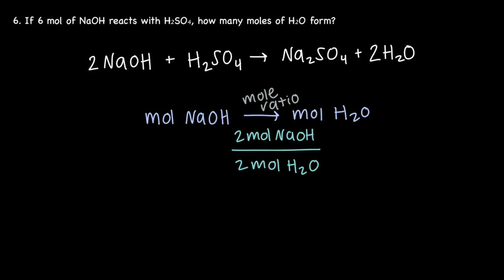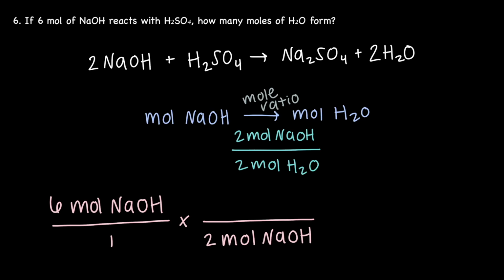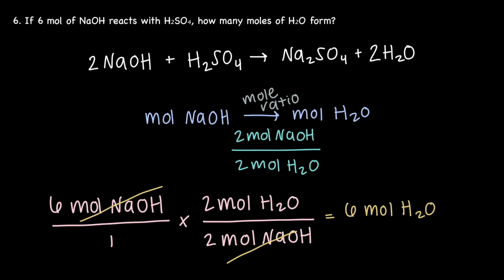Setting up all units to cancel, we start with 6 moles of sodium hydroxide over 1. In the next fraction, we put 2 moles of sodium hydroxide on the bottom and 2 moles of water on the top. Moles of sodium hydroxide cancel, and we are left with moles of water for the final answer. Multiplying and dividing the values, we get 6 moles of water.